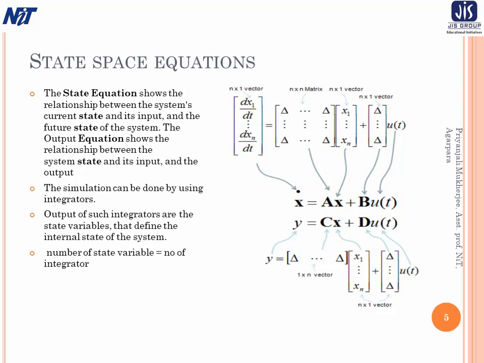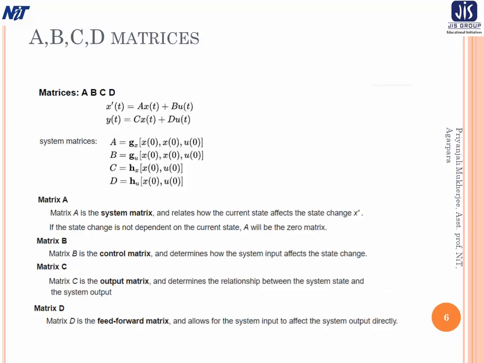So here we can see that x dot is an n by 1 vector, whereas A is an n by n matrix, B is an n by 1 vector and u is the input. And from the output equation, y is a 1 by n vector, where x is x1, x2 up to xn, whereas C is an n cross 1 matrix, D may be 0, and u(t) is the input again. So next is the ABCD matrix.